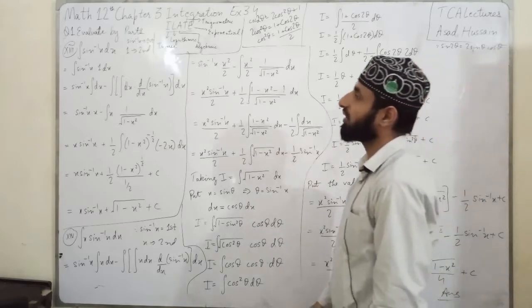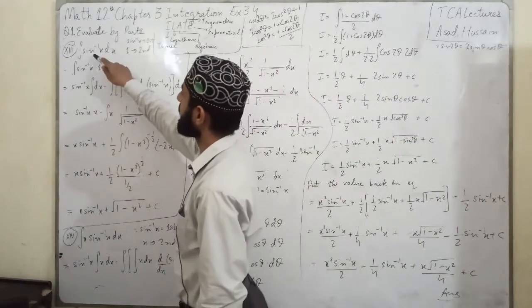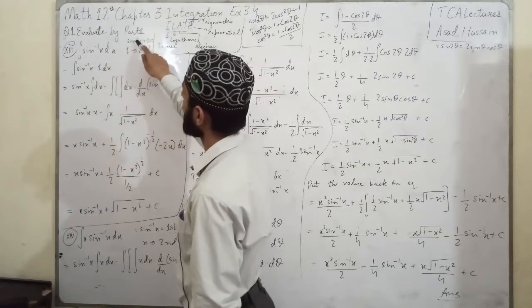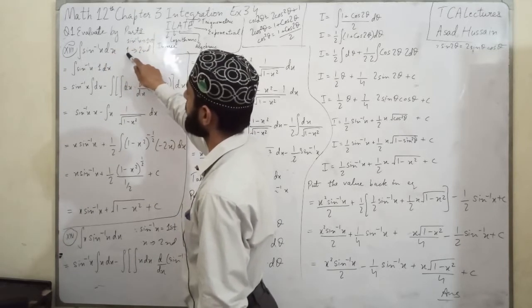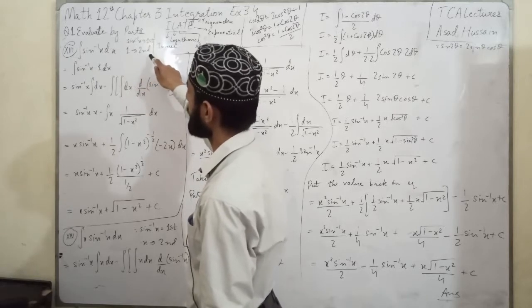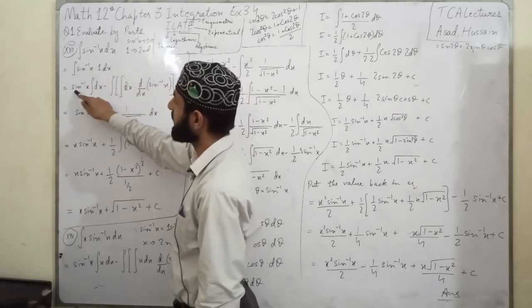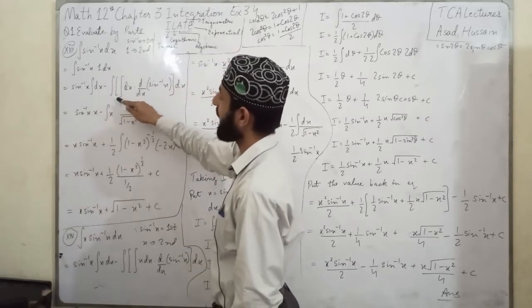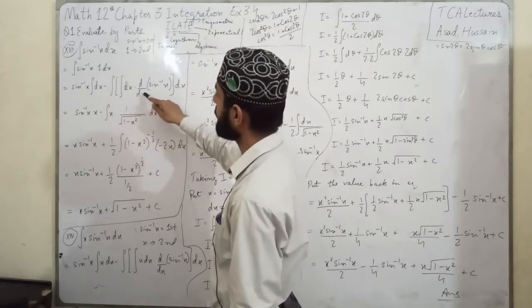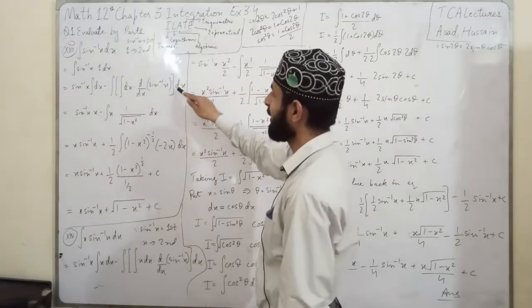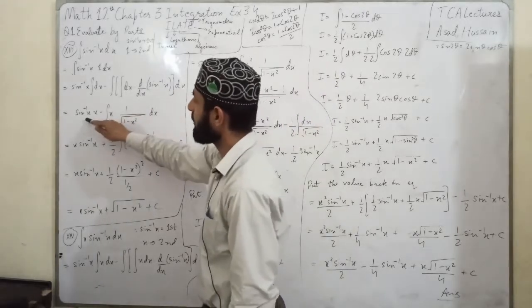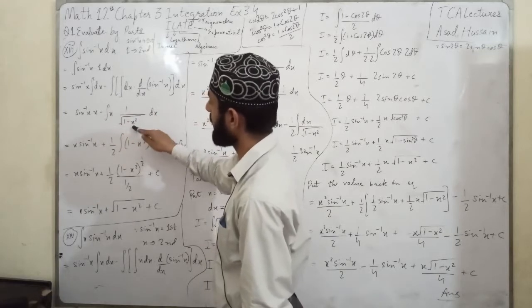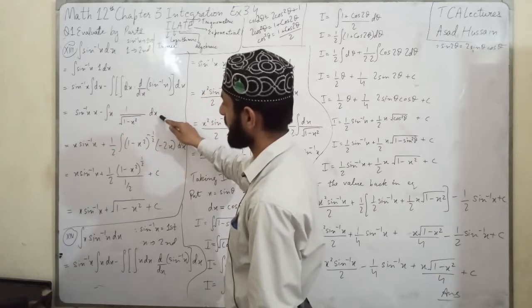Moving on to part number 13, it states integral sine inverse x dx. Putting sine inverse x as the first function and assuming 1 as the second function. Integrating by parts we get sine inverse x integral dx minus integral bracket integral dx into derivative of sine inverse x dx. Sine inverse x into x minus integral x into 1 over under root 1 minus x square dx.